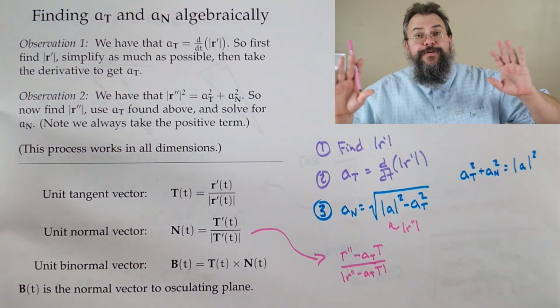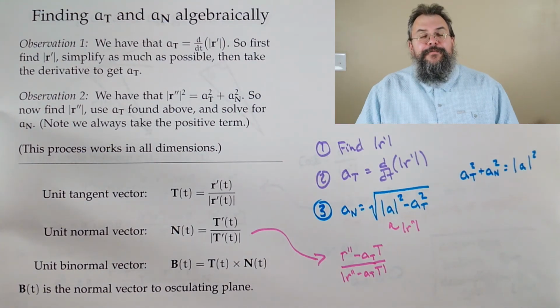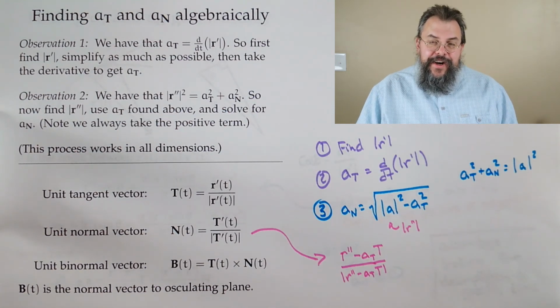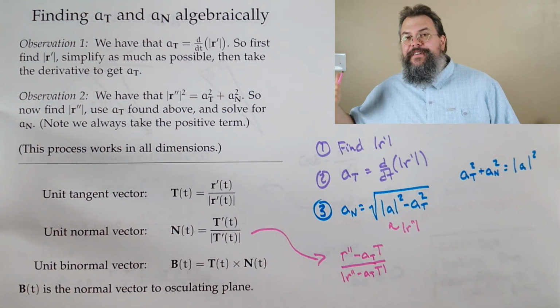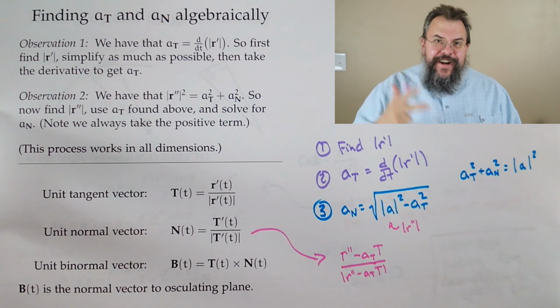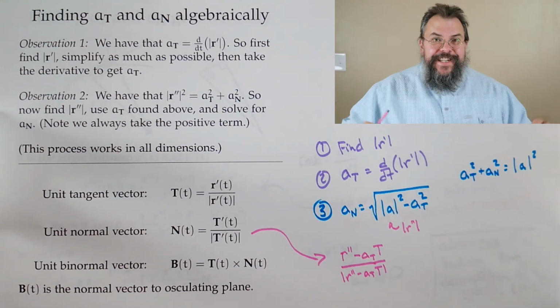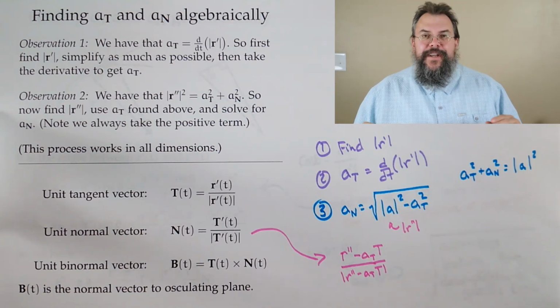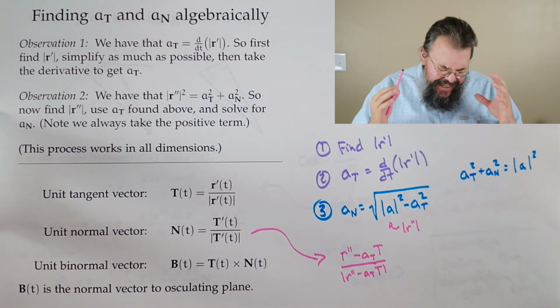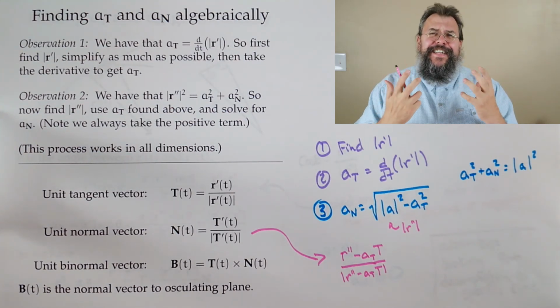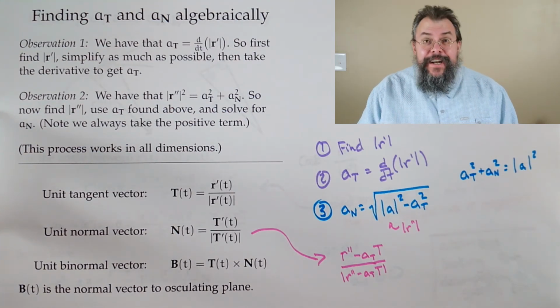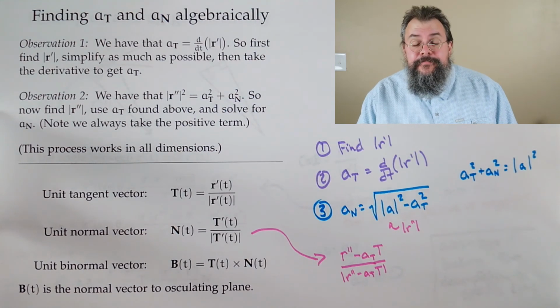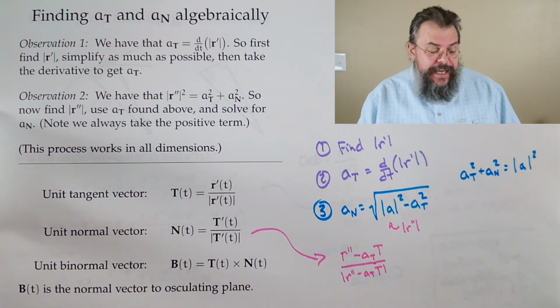Now, probably the worst way to compute the vector b of t is to actually say, okay, I'm going to find t, and then I'm going to find n, and then I'm going to take that cross product, and then I'm going to be like, I'm done, and this is great. Because by the time you get there, you'll be like, why? Why have you done this to us? Because it's a lot of work. There's a much, much faster way.